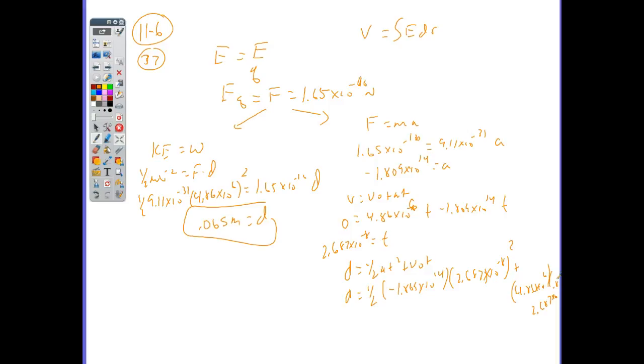Let's see what I get. Let's do this again. 4.86 exponent 6 times 2.687 exponent negative 8 divided by 2. Yep, I get the same answer. Make sure you get that minus.